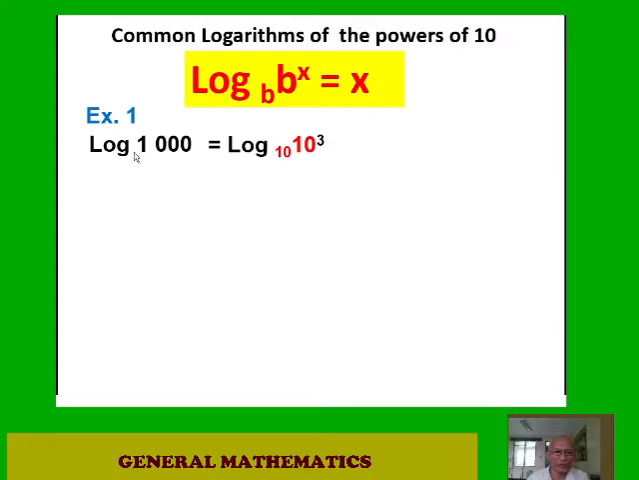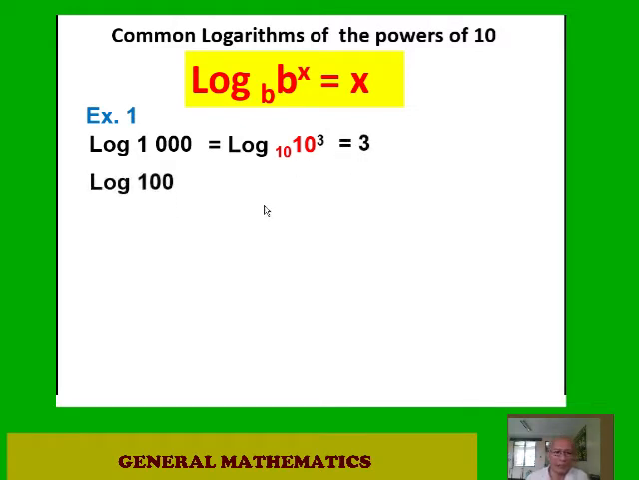Oh, you cannot see any base here. It is understood that its base is 10. So, log 1000 becomes log of 10 cubed base 10. So, we have the same base 10. So, in our property, the same base b, the value of the logarithm is the exponent, which is x. So the value of the logarithm is equal to the exponent, which is 3.